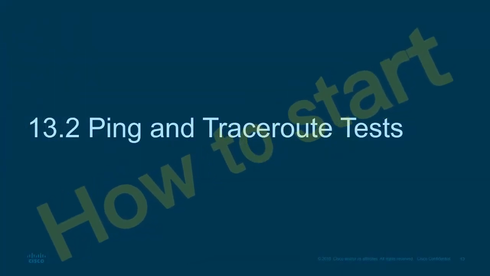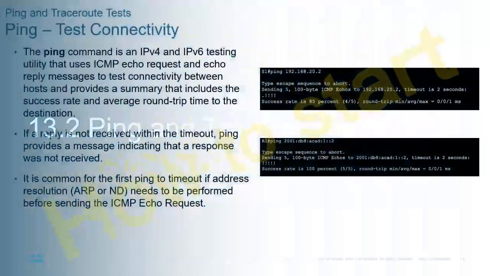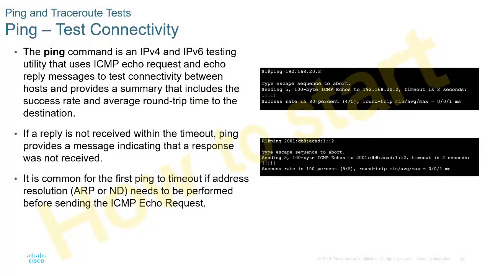ICMP, ping, and traceroute tests. In our routers, or our switches, we can ping from the exec mode. We can ping either an IPv6 address or an IPv4 address. Ping, type in the address, that's it. If the first one fails, that's typically because we're doing ARP or a neighbor discovery of some sort. The responses actually do make sense.